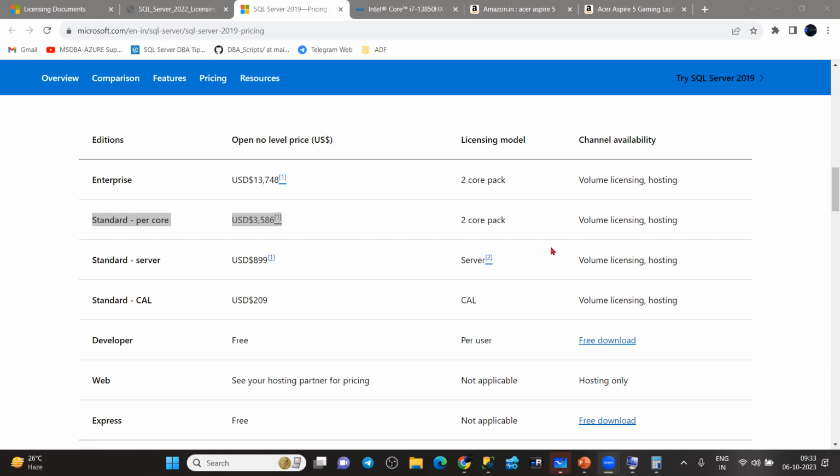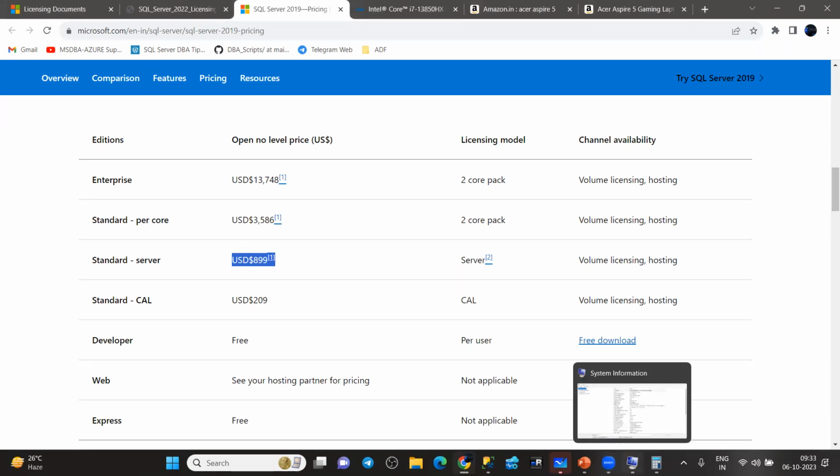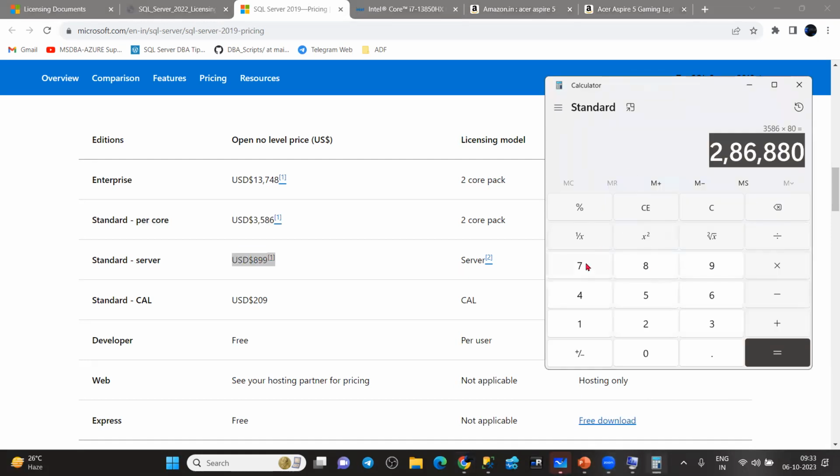Okay, so that is how the core licensing will work. But when you go for server plus CAL, what do you mean by server plus CAL license? First they will purchase one server. For that server license, Microsoft is going to charge $899. So for example, 899 into 80.